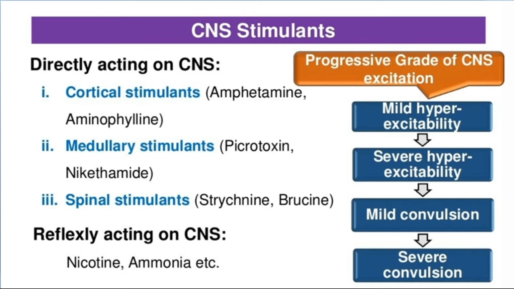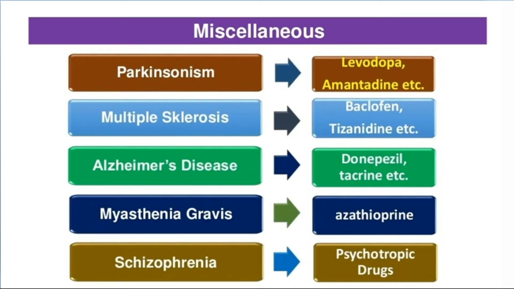Progressive grade of CNS excitation: mild hyperexcitability, then severe hyperexcitability, then mild convulsion, then severe convulsion. These are the grades. When we prescribe these drugs in high doses, it leads to excitation of the CNS, which can vary from mild to severe, then it leads to convulsion, mild and severe. Miscellaneous: we can give levodopa and amantadine for Parkinsonism.